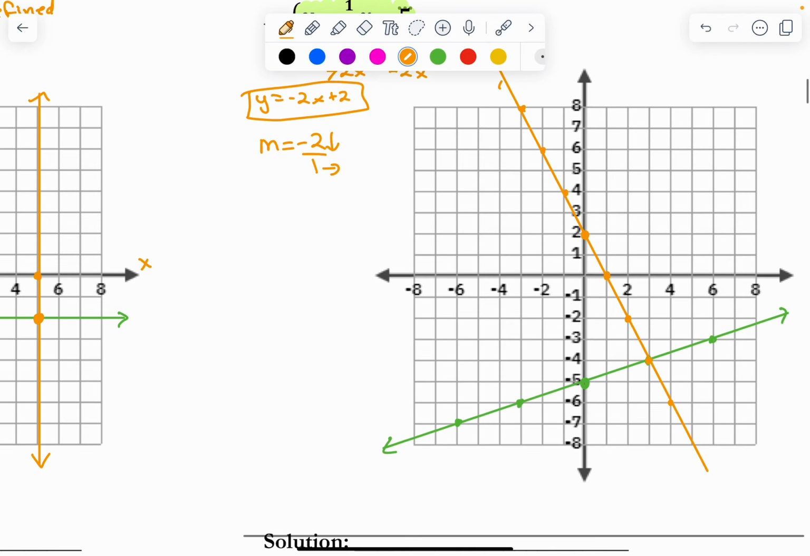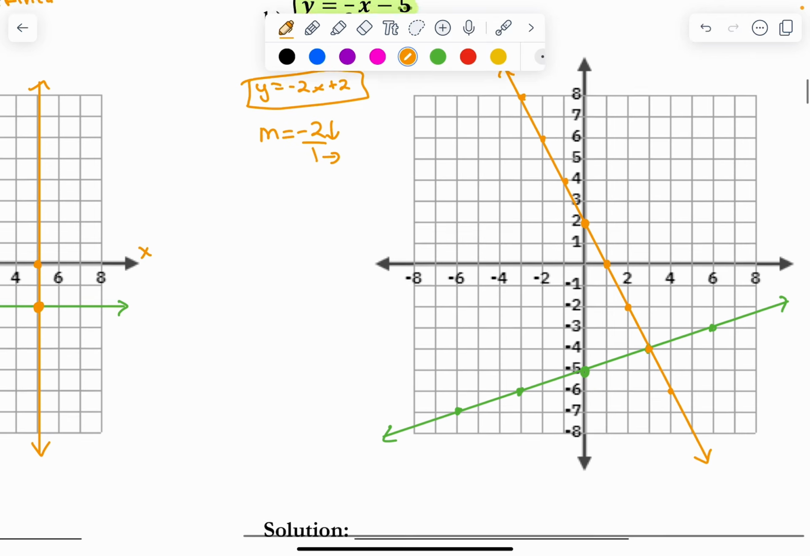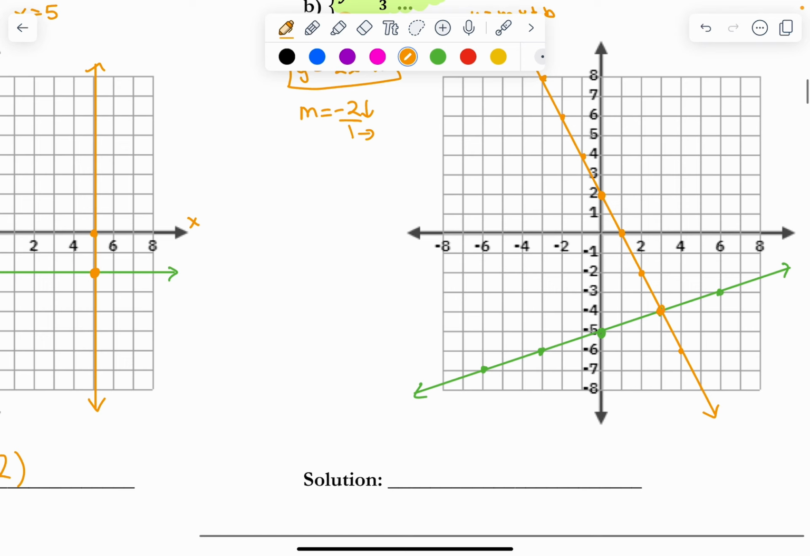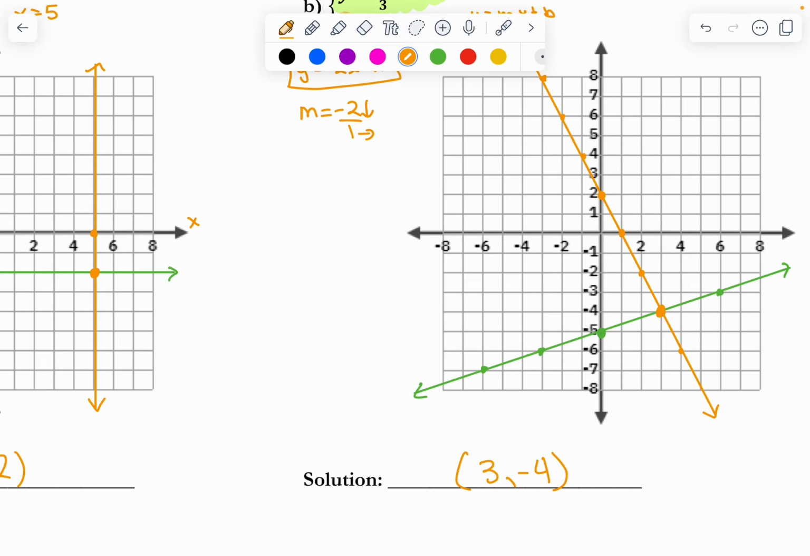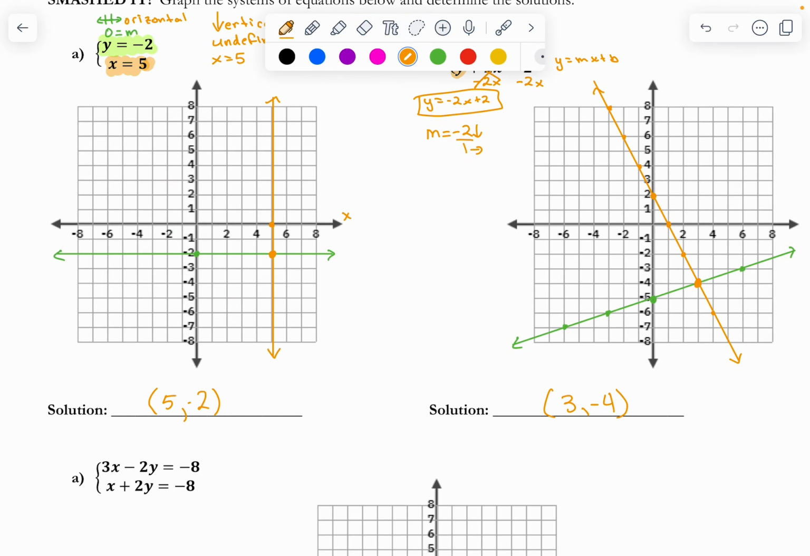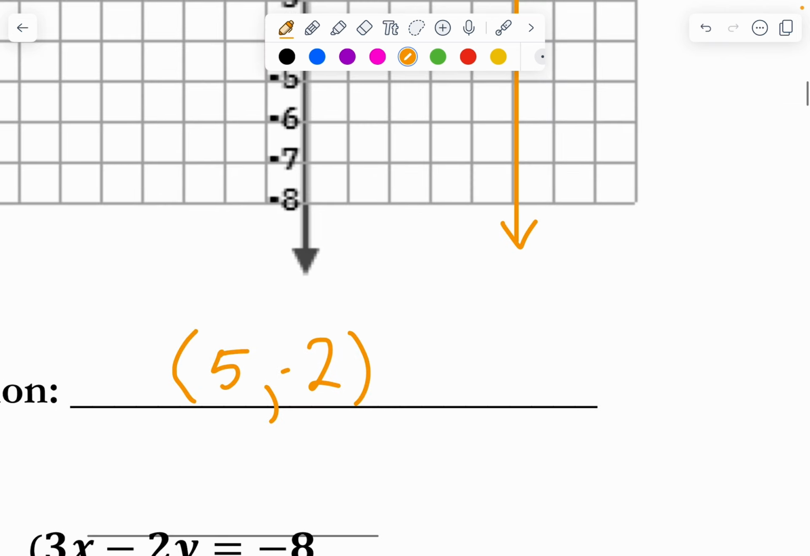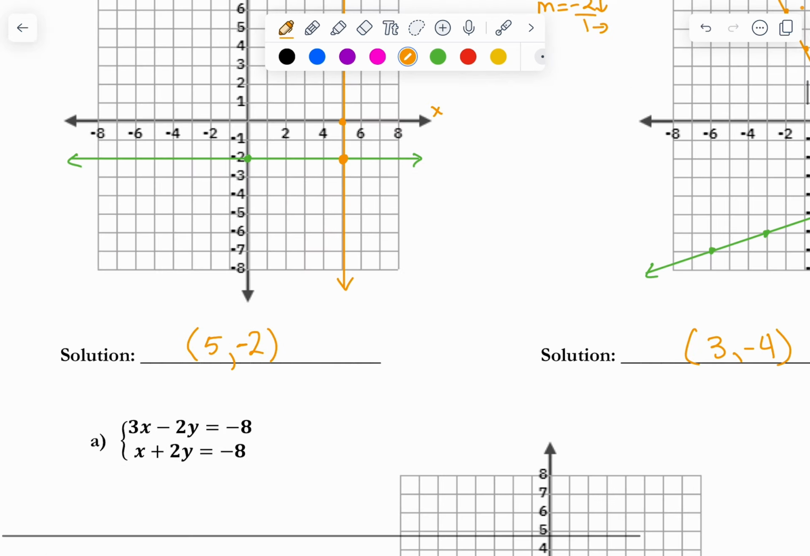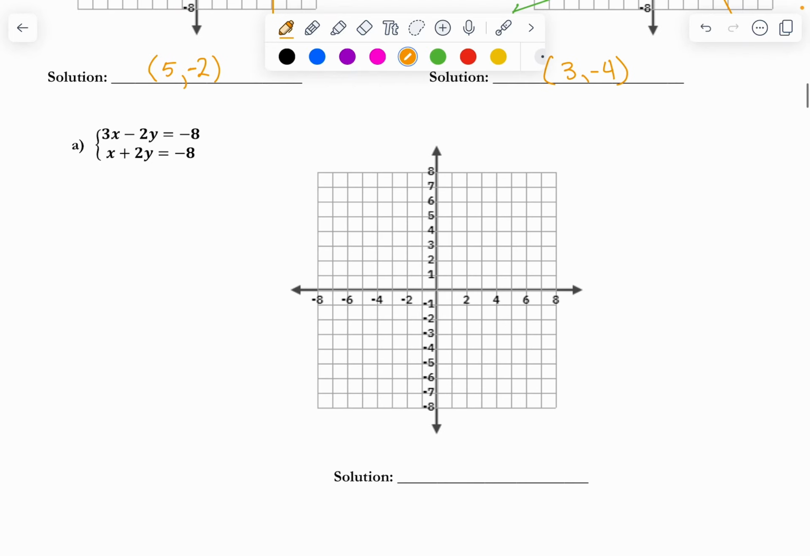And here we are. Those are my 2 lines. It looks like we intersect here. X marks the spot at (3, -4). Boom. That's my answer. Awesome. This should be -2, real good. All right. We have about 2 questions left, so let's see if we can finish this up.